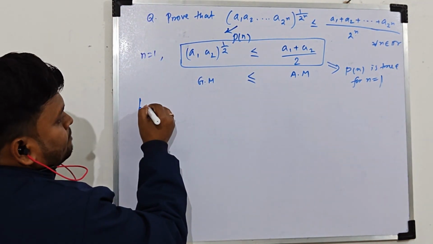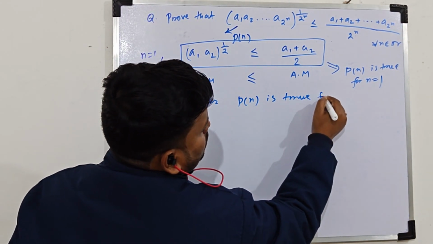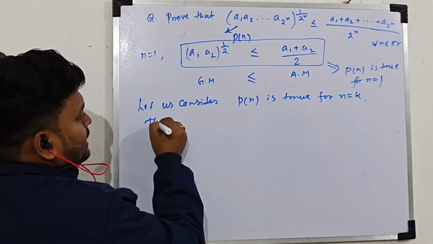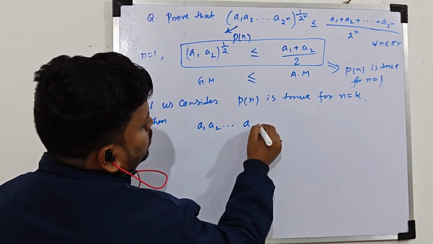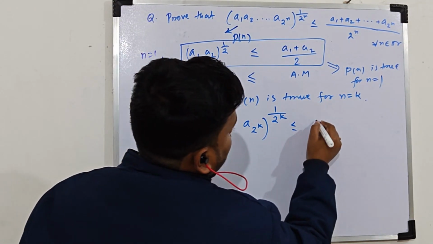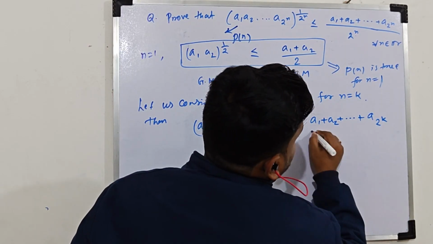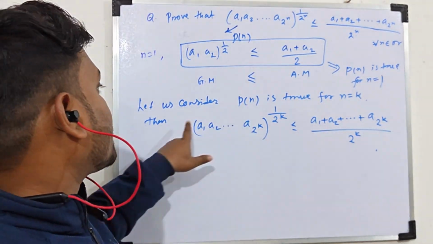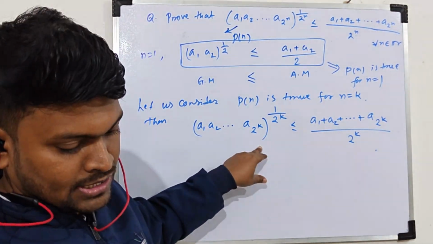Let us consider Pn is true for n equal to k. Therefore we can write (a1·a2·…·a_{2^k})^(1/2^k) ≤ (a1 + a2 + … + a_{2^k}) / 2^k. This is true, because if we assume Pn is true for n equal to k, then we can put k in the place of n.